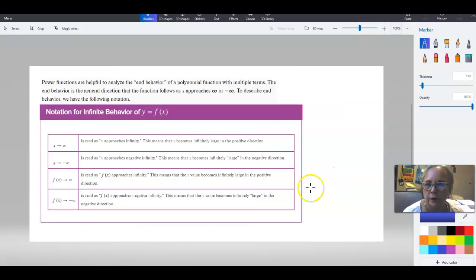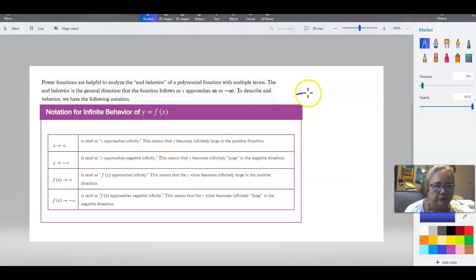So let's get used to some notation that is common for a calculus class. You can introduce yourself here to this basic idea. So we say that x arrow infinity means x approaches infinity. That means that x becomes infinitely large in a positive direction.